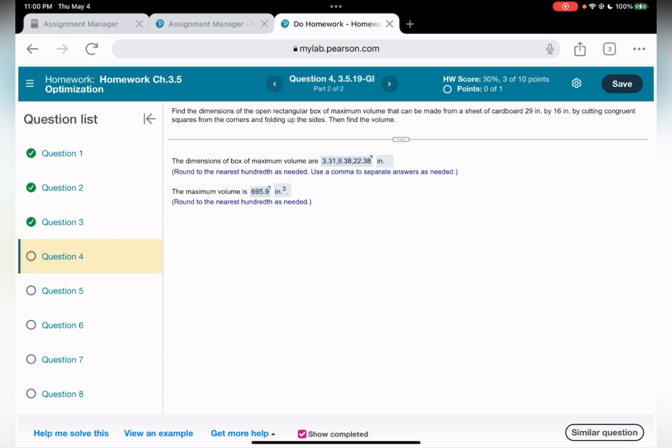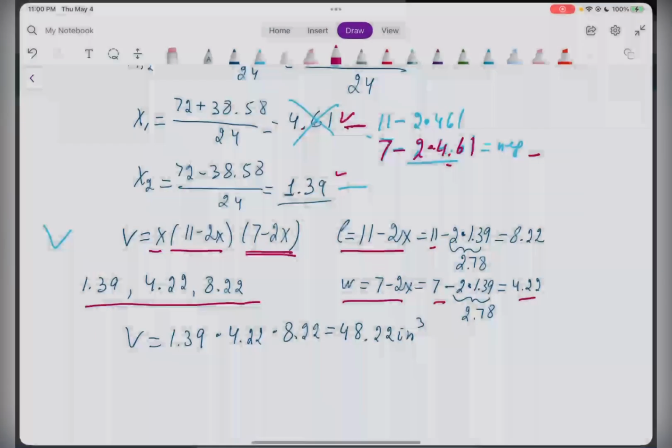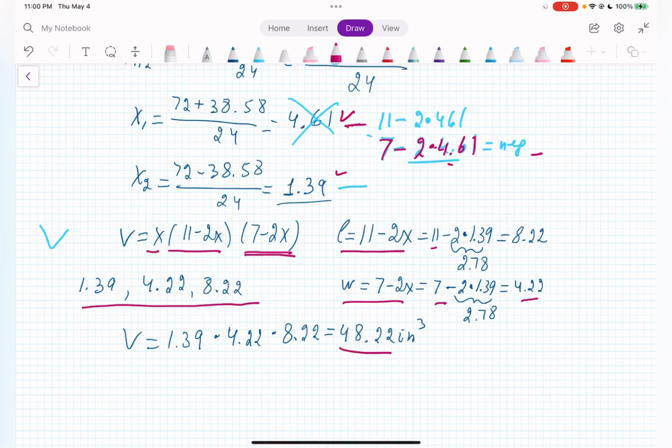In the case of maximum volume, you are going to enter this multiplication, because volume is equal to x, which is 1.39, times 11 minus 2x, which is 8.22, and then times 7 minus 2x, which is 4.22, and we get 48.22 inches cubed. Okay? And with that said, I am moving to question 5.